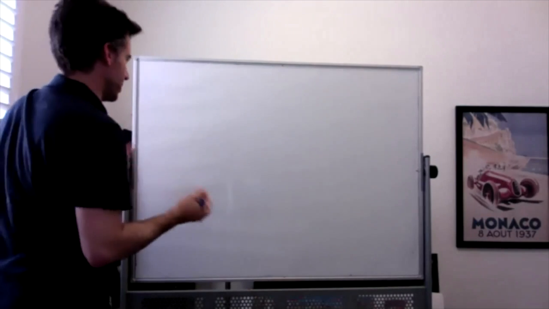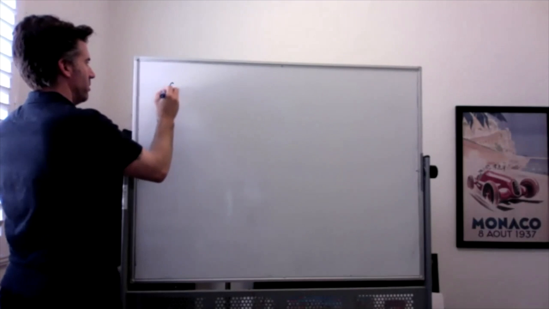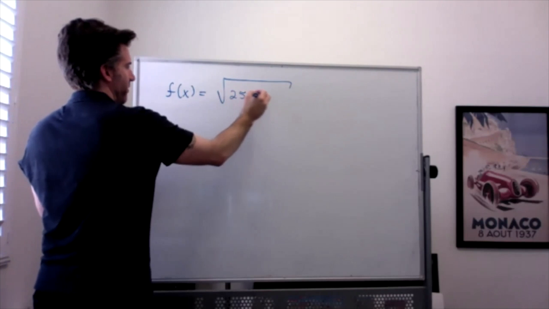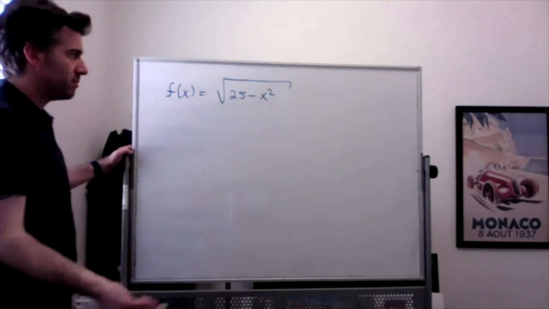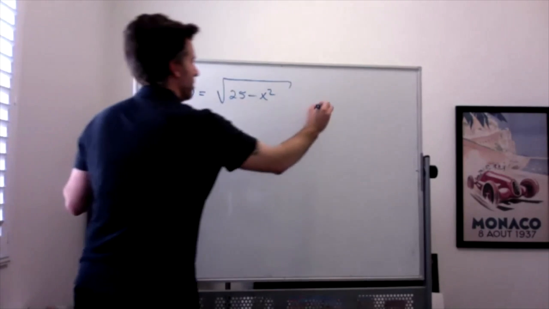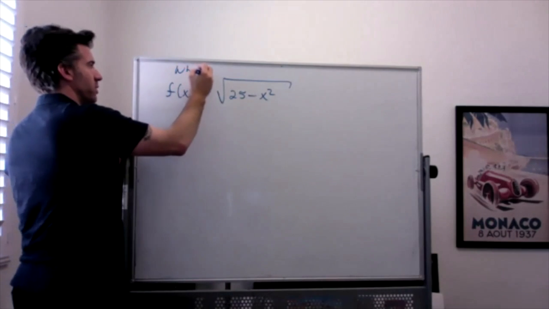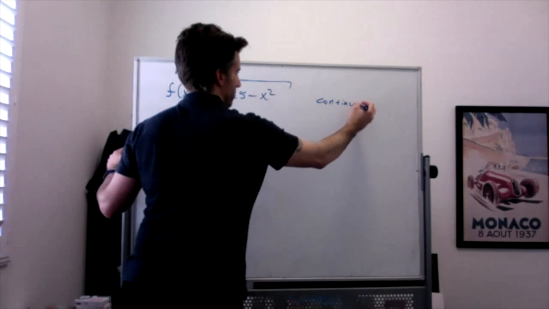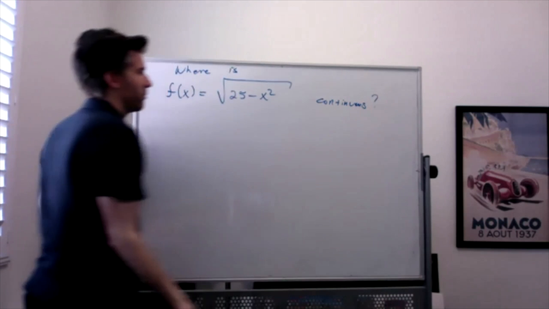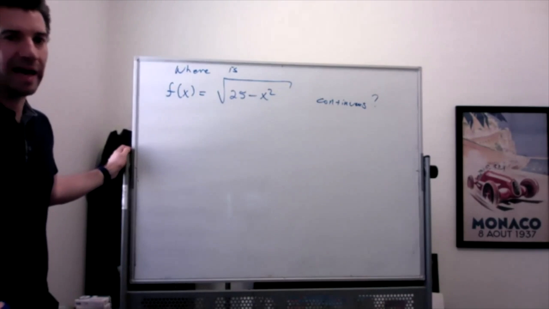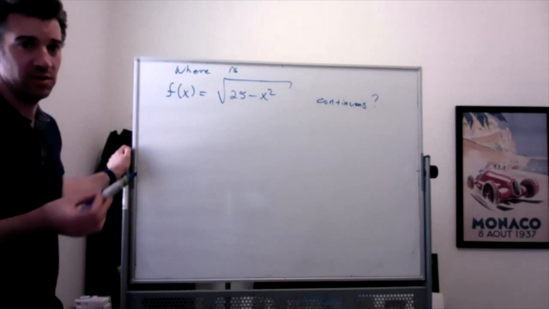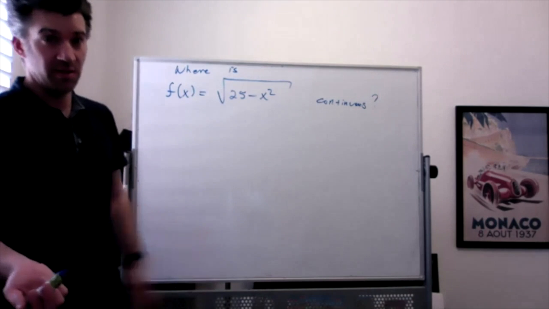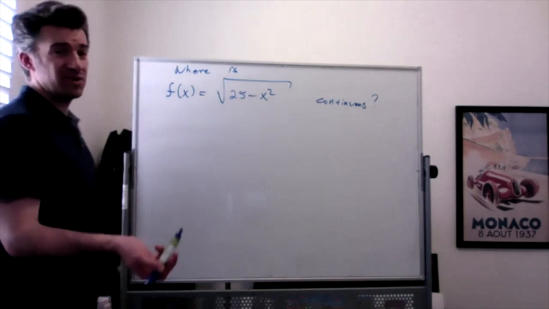So let's look at this function, which is a very standard example. f of x equals the square root of 25 minus x squared. And the question here is, where is this function continuous? So really, when I read that question, what I hear in my mind is, where is it not continuous? And so where does this function not exist, first of all?